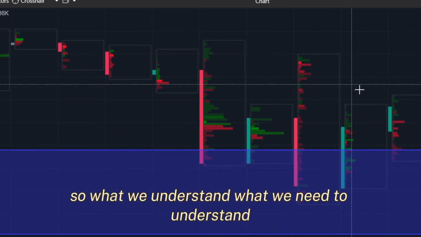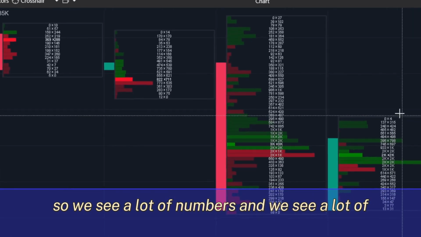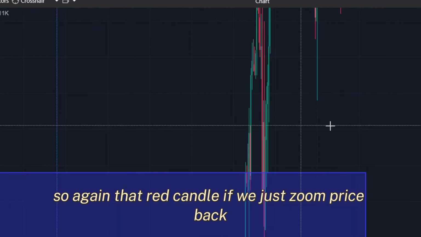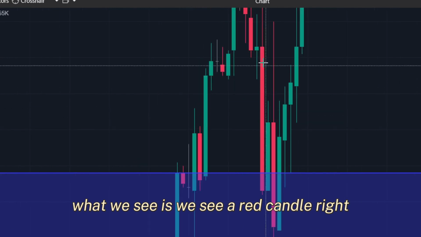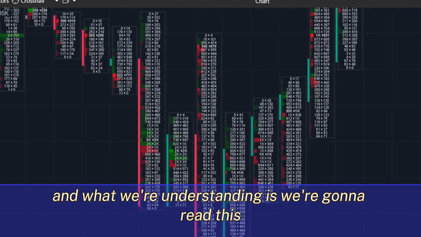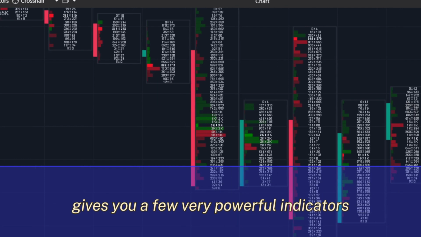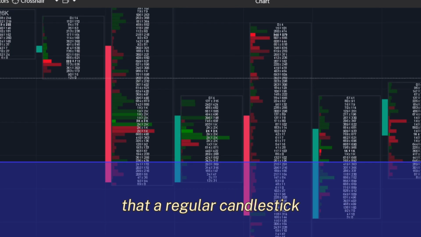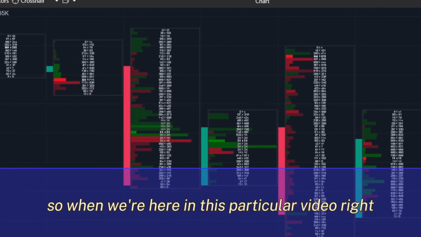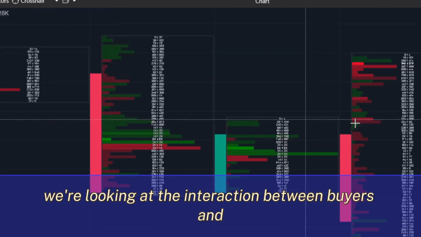What we need to understand, if we quickly go into a footprint chart, is that we see a lot of numbers and we see the candle again. If we zoom price back, we see a red candle. It's still the same red candle, but we're zooming in. What we're going to do is read the order flow. This footprint chart gives you a few very powerful indicators that a regular candlestick chart simply cannot. In this video, we're looking at the interaction between buyers and sellers.